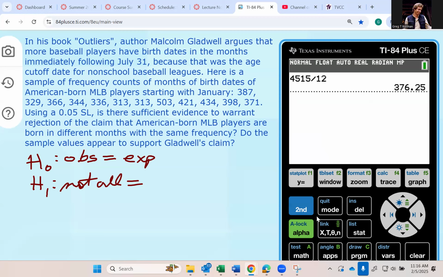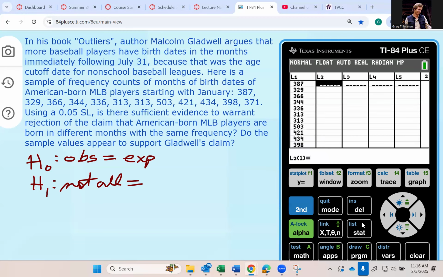So what I want to do is go stat over, and then I need to put 376 and a quarter in there for each of the 12 months. I need 12 of those. Okay. So let me pause again here. Okay, so I have all of the observed over here on the left, expected on the right.